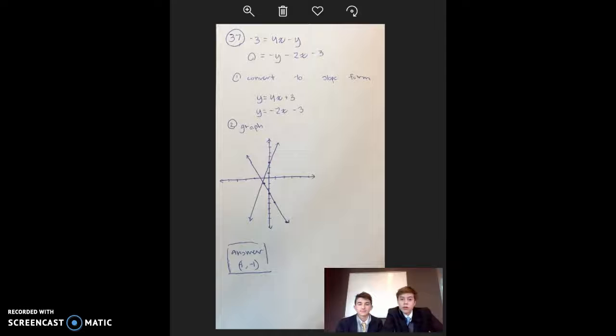And then for the second equation, you would graph it in the same way, and the 2 lines intersect at negative 1, negative 1. And so that would be your final answer, negative 1, negative 1.